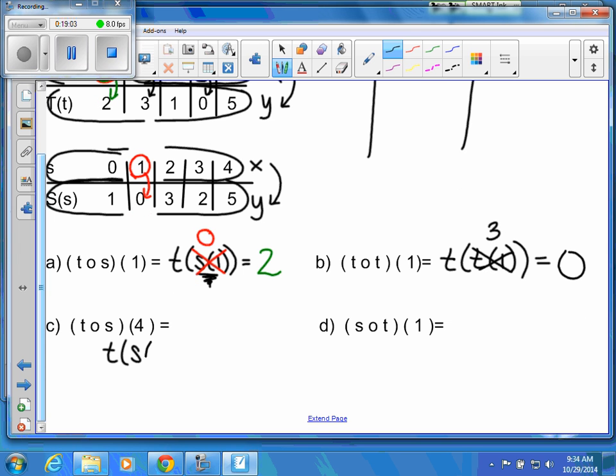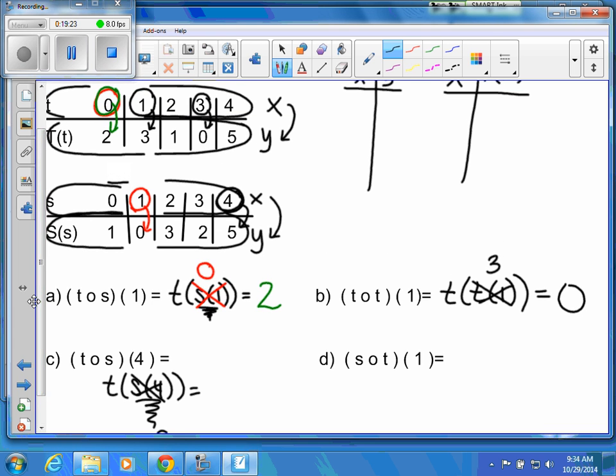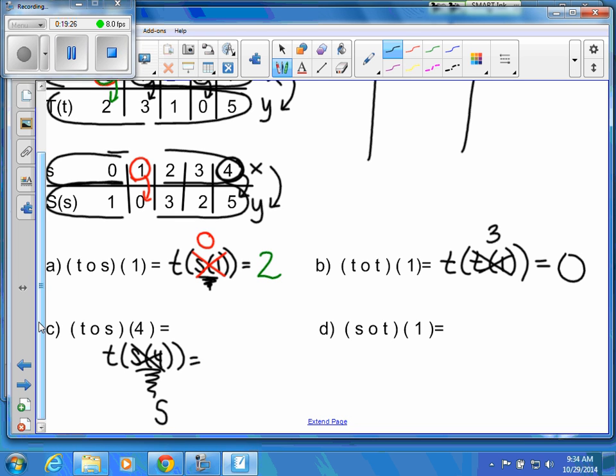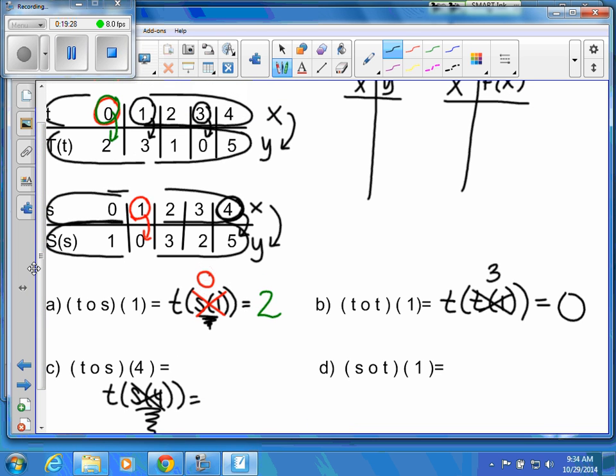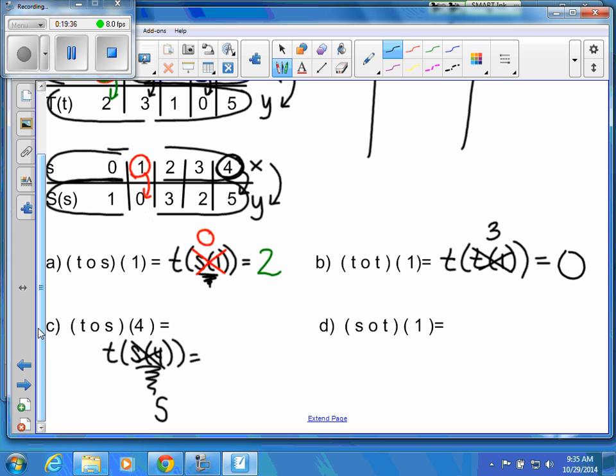Okay, 2 more problems. t of s of 4. The first thing I'm going to do is find s of 4. I'm going to go under my s chart. I see that s of 4 stands for 5. So I'm going to cross this out and put 5. Now I'm going to find t of 5. If you look up there on my t's, there is no t of 5. It doesn't go far enough over. You always work up to down, so there is no t of 5. There is no solution for this problem. My chart doesn't go far enough out to figure out what the solution is.